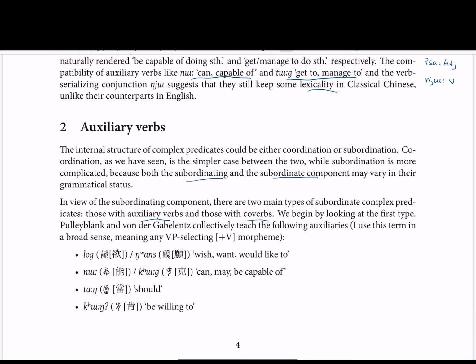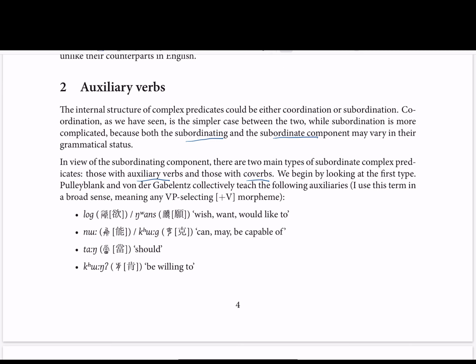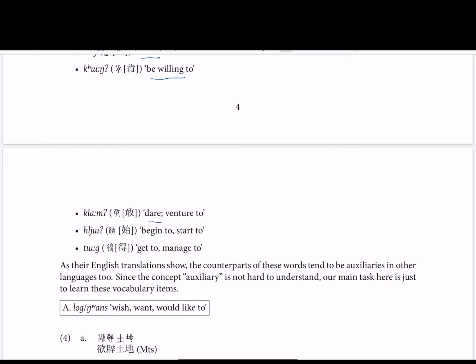Here we begin by looking at the first type, auxiliary verbs. Pulleyblank and Gale Bentz collectively teach the following auxiliaries. Yu, meaning wish, want to, or would like to. Neng, meaning can, may, or be capable of. Dang means should. Ken means be willing to. Gan means dare or venture to. Shi means begin to or start to. And finally, de means get to or manage to.